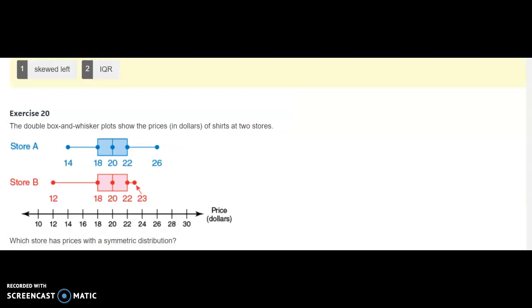Which store has prices with a symmetric distribution? If you look right here, you can almost cut this in half. That would be symmetrical. This is way not symmetrical. So store A would be your answer.